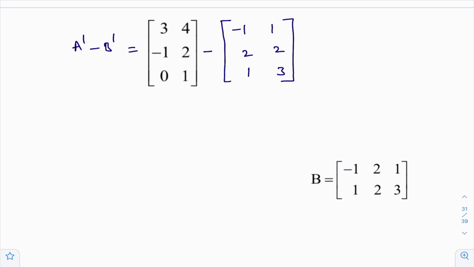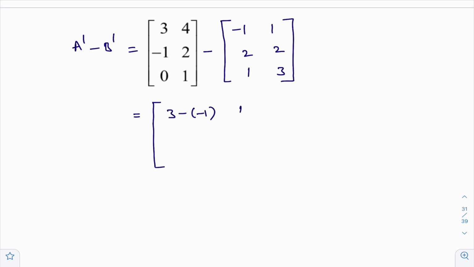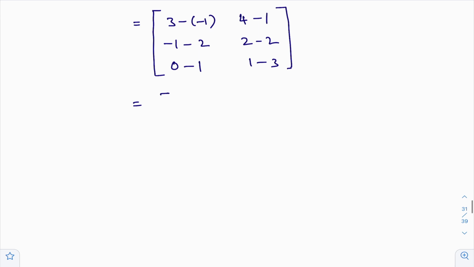Now I need to subtract these two. Subtract corresponding elements. 3 minus of minus 1, 4 minus 1, minus 1 minus 2, 2 minus 2, 0 minus 1, 1 minus 3. Here you will subtract and see what you get. Minus of minus is plus. 3 plus 1 is 4. 4 minus 1 is 3.